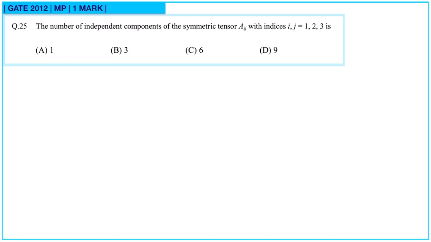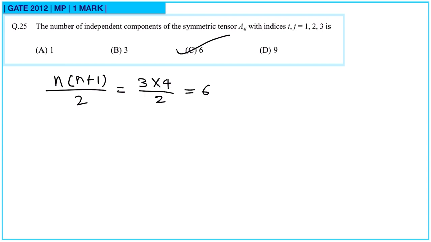Next, the number of independent components of the symmetric tensor Aij with indices i, j = 1, 2, 3 is. So it is a symmetric tensor. So for that we have n into n plus 1 upon 2, and n is 3. So 3 into 4 by 2, that is 6. So option C is correct here.